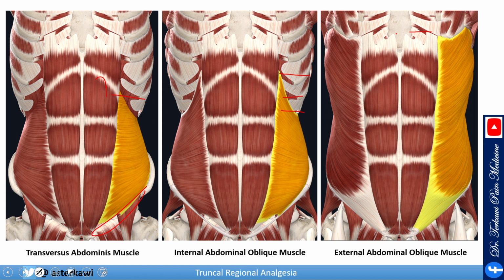So the function of the external oblique is to flex the trunk to the same side and also rotate the trunk to the opposite side.